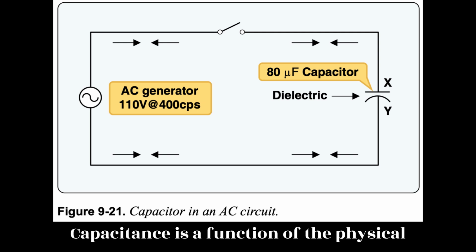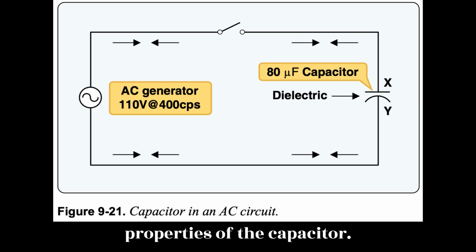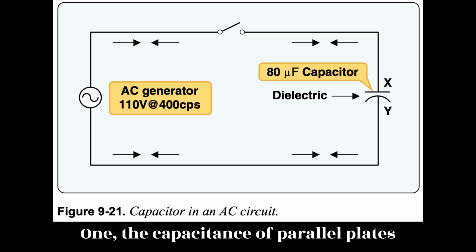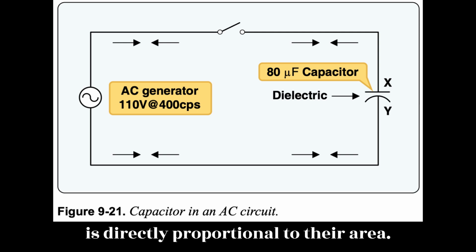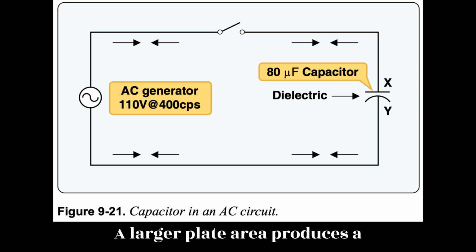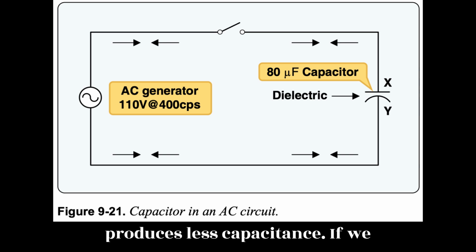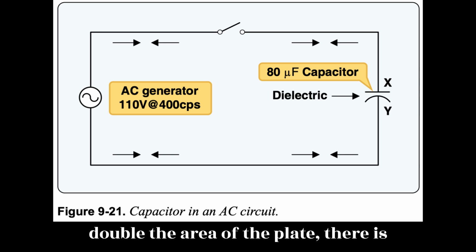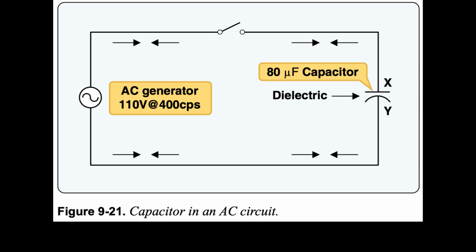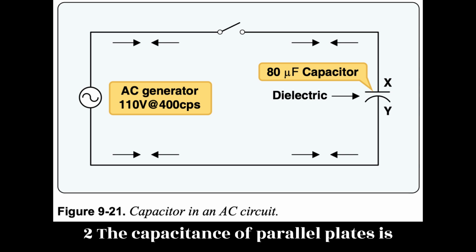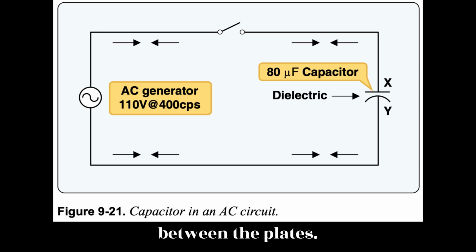Capacitance is a function of the physical properties of the capacitor. 1. The capacitance of parallel plates is directly proportional to their area. A larger plate area produces a larger capacitance, and a smaller area produces less capacitance. If we double the area of the plates, there is room for twice as much charge. 2. The capacitance of parallel plates is inversely proportional to the distance between the plates.